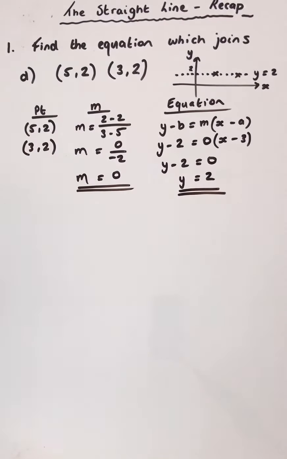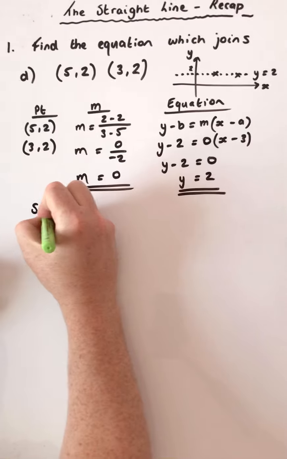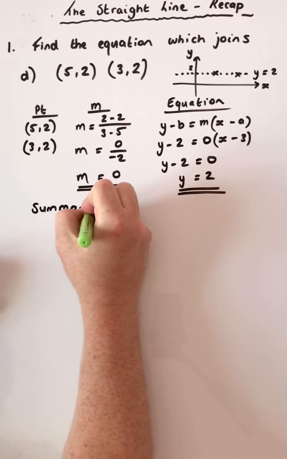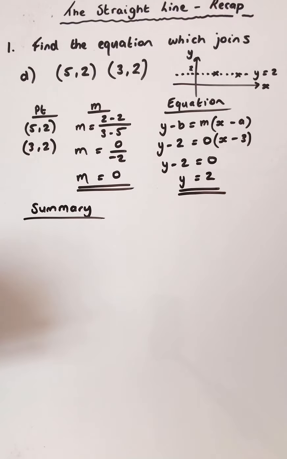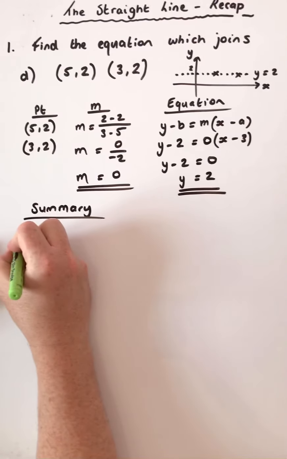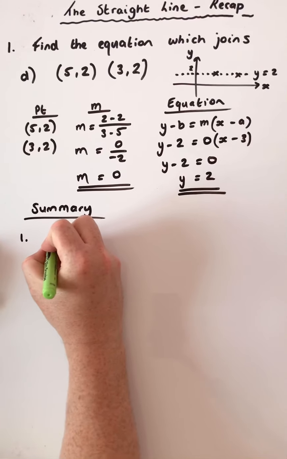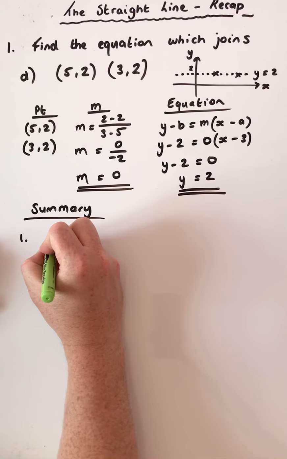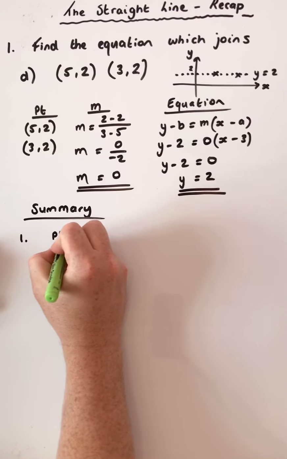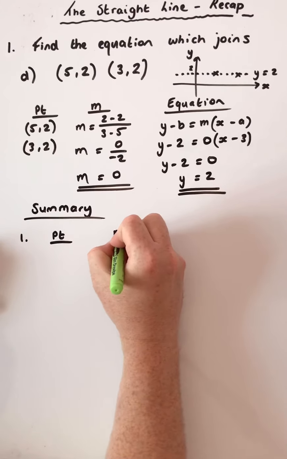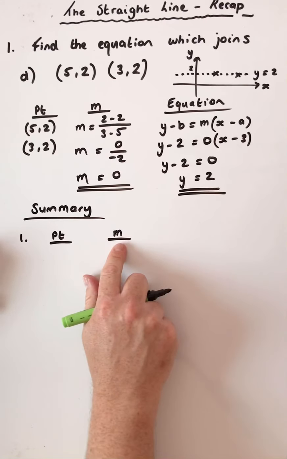Okay, so really there are 4 different types. Okay, positive, fractions, negatives, 0 gradients, undefined gradients. If we were to think about a summary for this so far, then what do you need to know to find the equation of a straight line? Minimum, a point and a gradient.